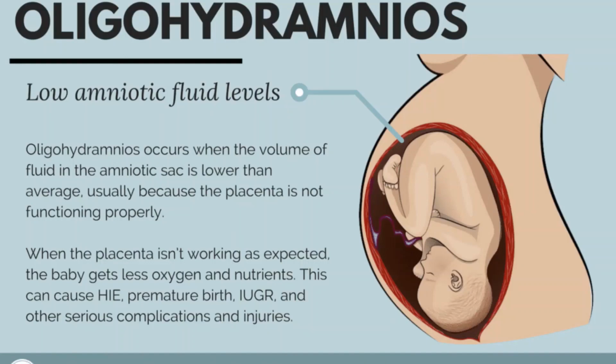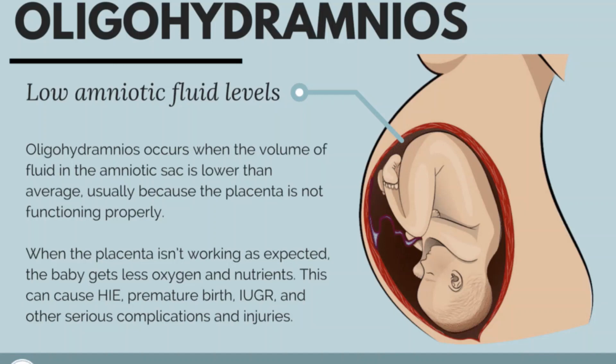Oligohydramnios occurs when you have too little amniotic fluid. Amniotic fluid is the fluid that surrounds your baby in your uterus. It is very important for your baby's development. Earlier, I posted a short video about oligohydramnios on this channel, and today I am going to discuss this illness in detail.